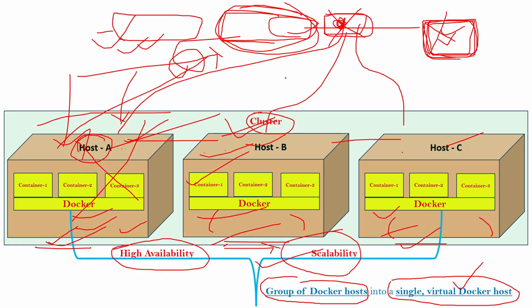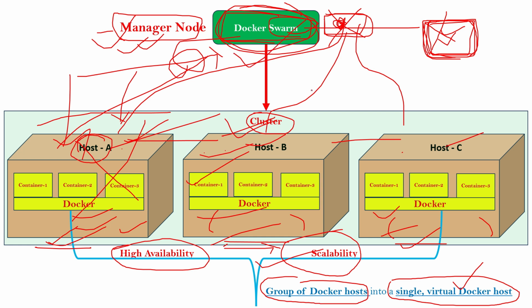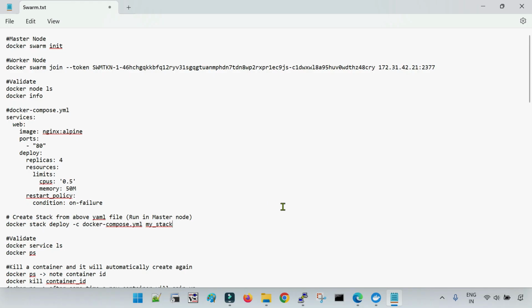Let me come back to here. Okay, how we can initialize Docker Swarm, how we can register our worker node with Docker Swarm, and then how we can create the stack or the resources. Okay, and then how we can do the rolling update, or how we can go for the rollback, or how we can go for the scaling of the application just using a single command. Okay, so here is the command.